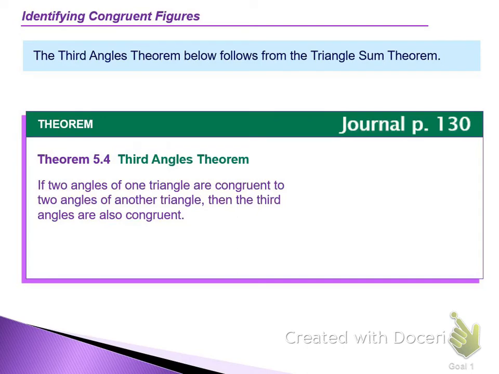Third angles theorem. If two angles of one triangle are congruent to two angles of another triangle, then their third angles are congruent.